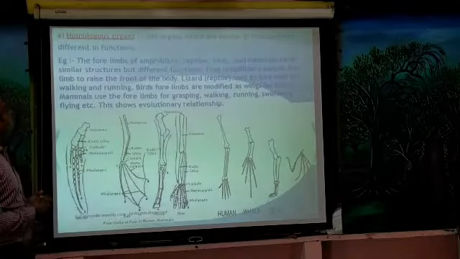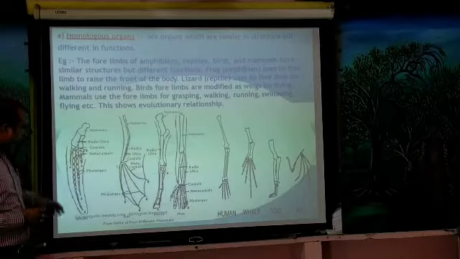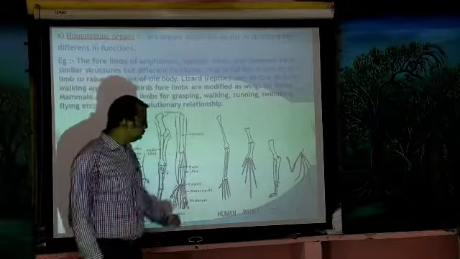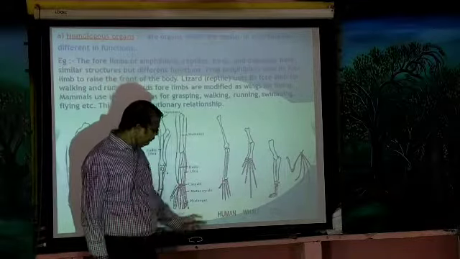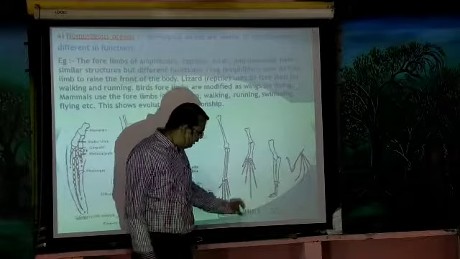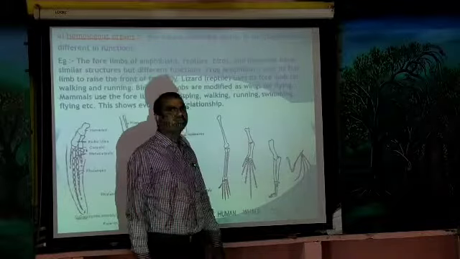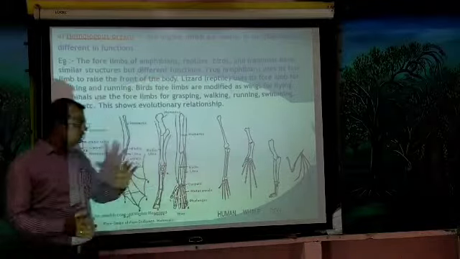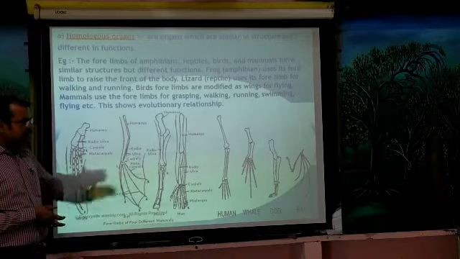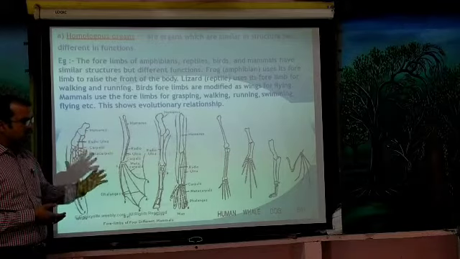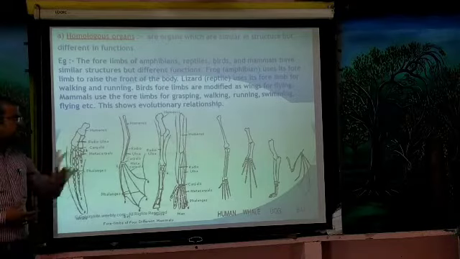So the first one is homologous organs. Then what is meant by homologous organs? You just observe these pictures that I have given here. Here you just see, this is the limbs of a human, this is the limbs of a whale, this is the limbs of a dog, and this is the limbs of a bat. Just see that structure, right? Humans come under mammals, and whales also come under mammals, and dogs too. These are all mammals.